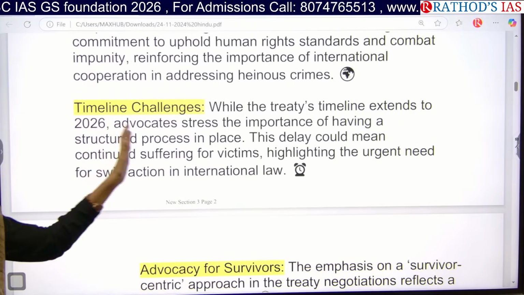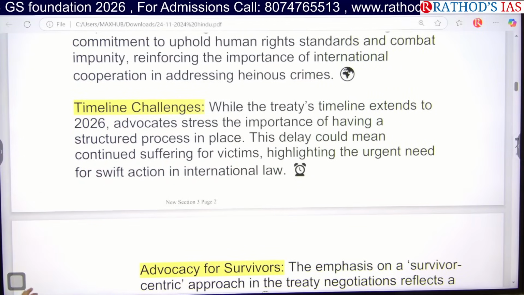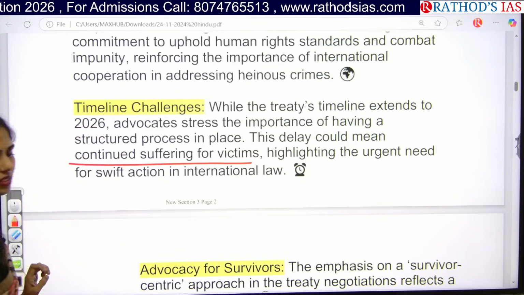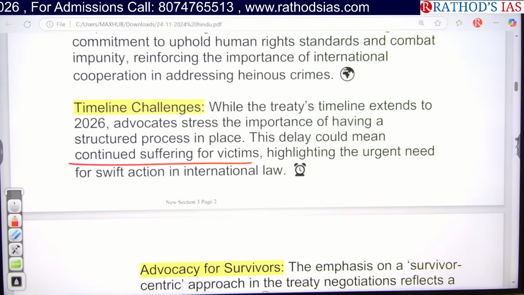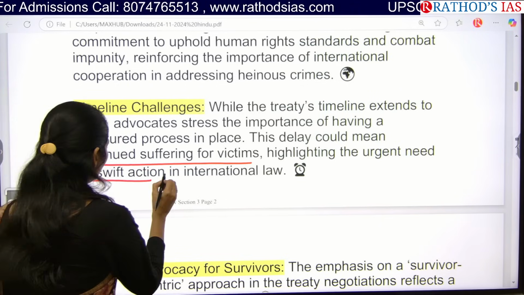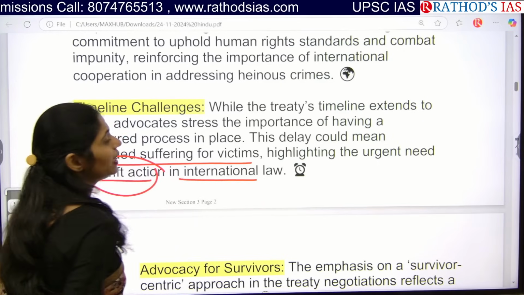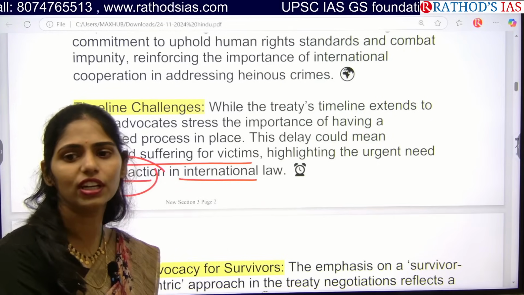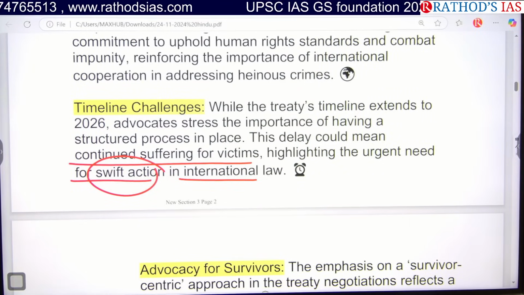So if there is a delay in implementing the treaty, then what happens? There will be continued suffering for the victims. So here we need to take some urgent steps, or we can take some swift action in international law, so that we stop this kind of events from 2024 to 2026 as well.